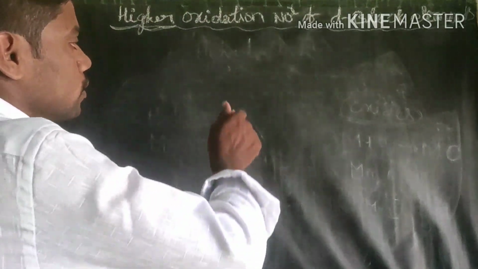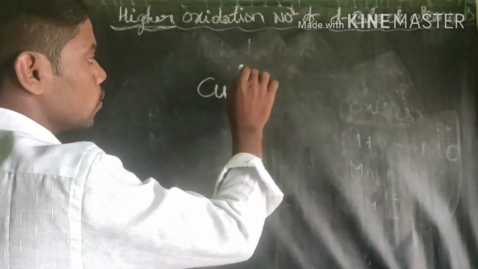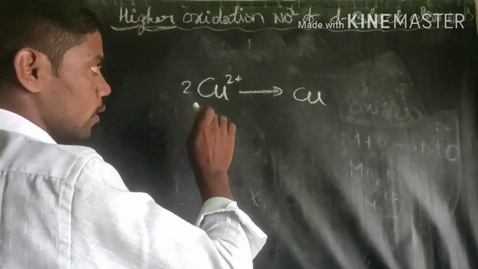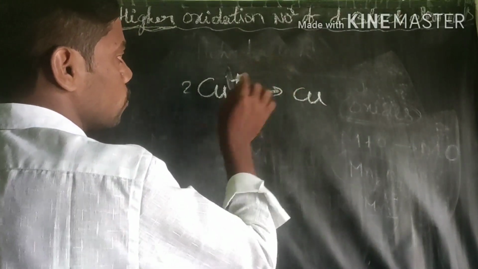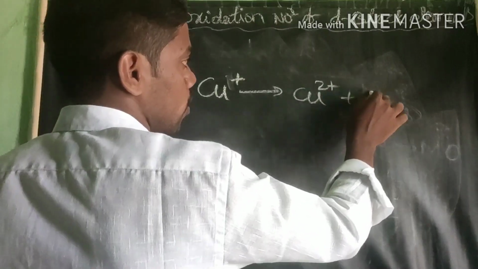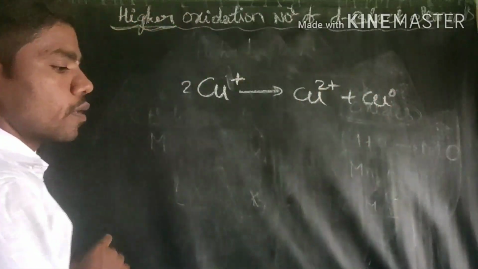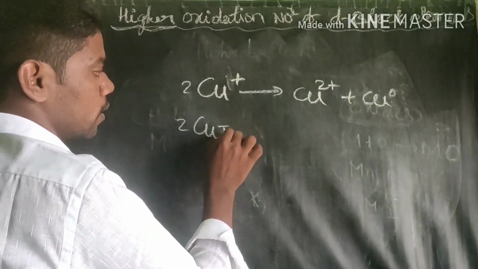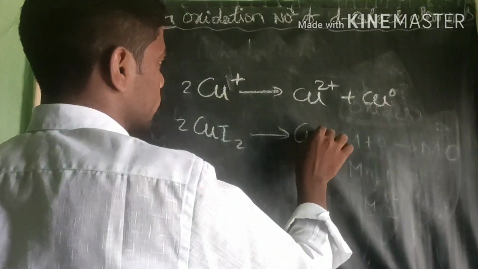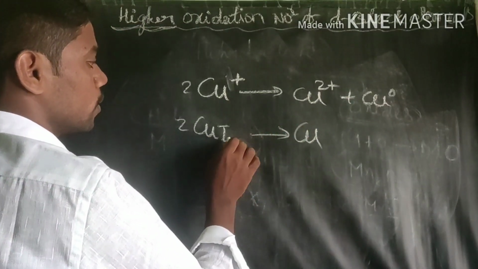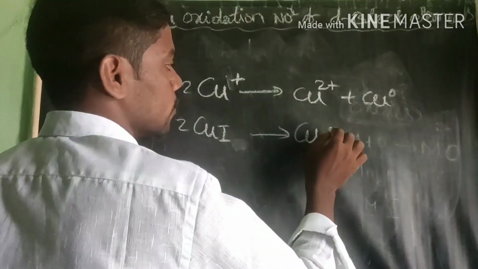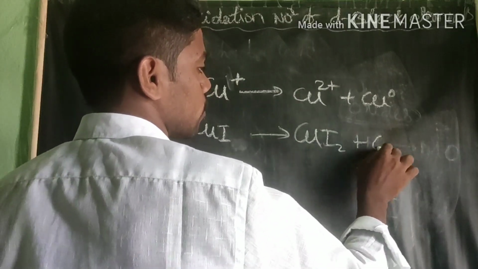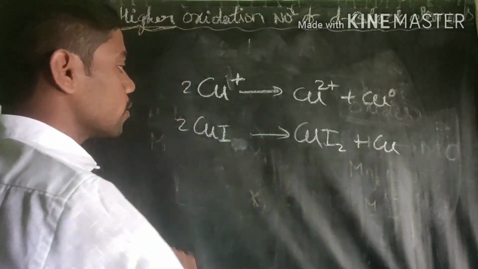You see here, this copper Cu2+ is converted into Cu. Okay, 2 Cu+ is converted into Cu2+ and Cu, where one of them is 0. What is an example? 2 copper iodide, 2 Cu(I), is converted into Cu(II) plus Cu.